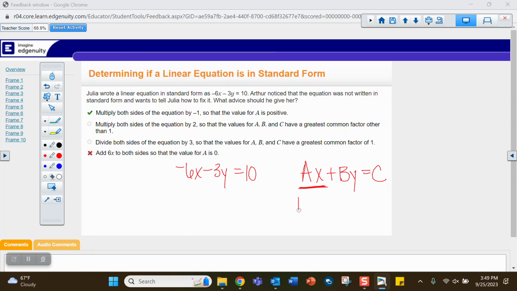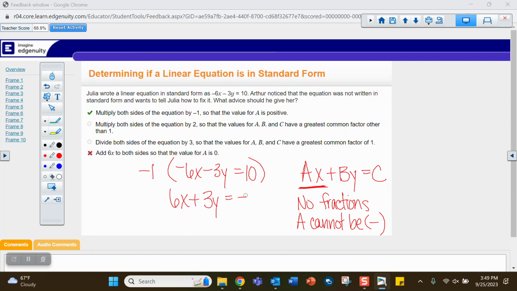So no fractions, and A cannot be negative. In order to get rid of this negative sign, we have to multiply everything all the way across the equation by -1. That changes the sign. So then we would have 6x plus 3y equals -10. And so that choice is the correct one.